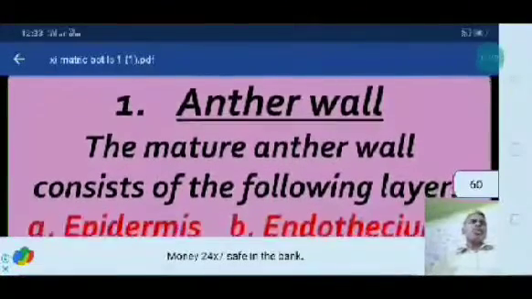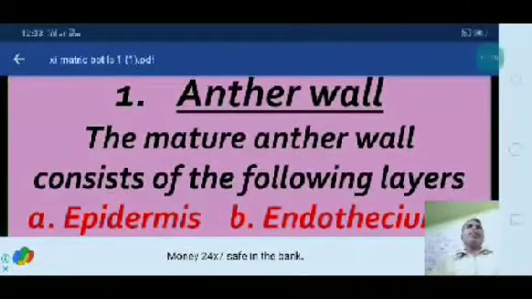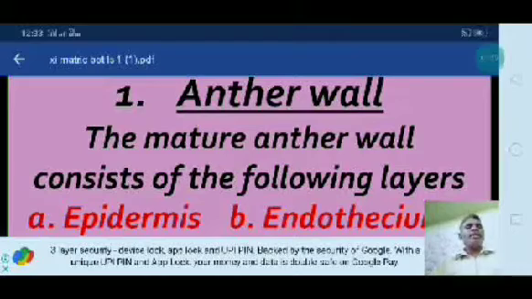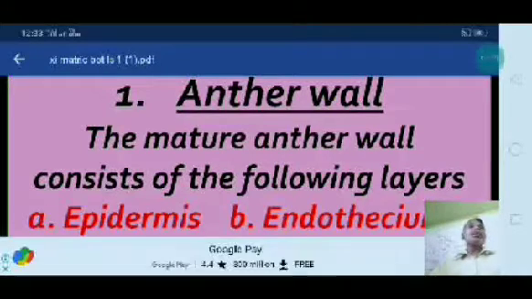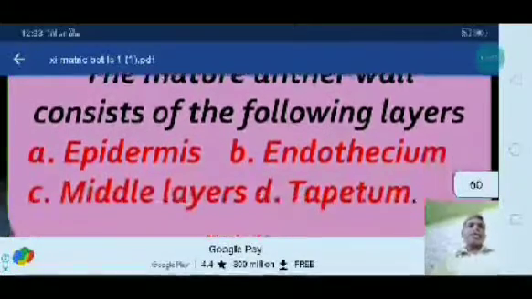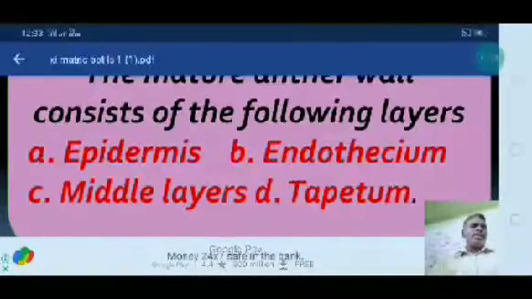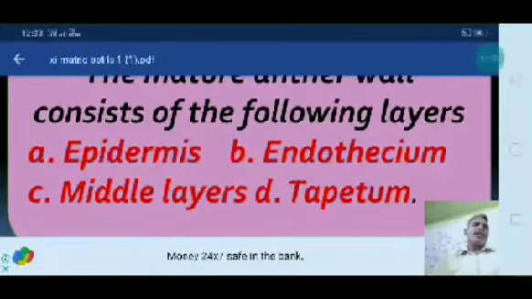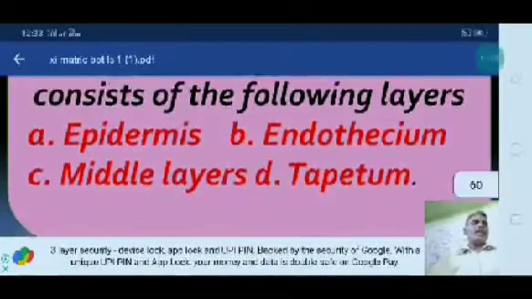First one is the anther wall. You have to see them one by one. Which one is the anther wall? The mature anther wall consists of the following layers: epidermis, endothecium, middle layers and tapetum.